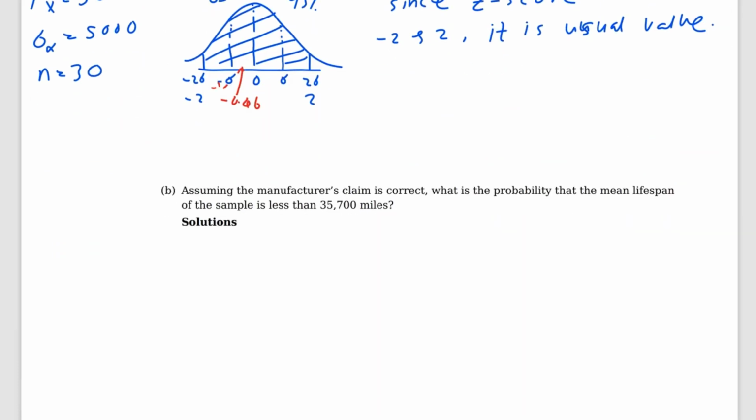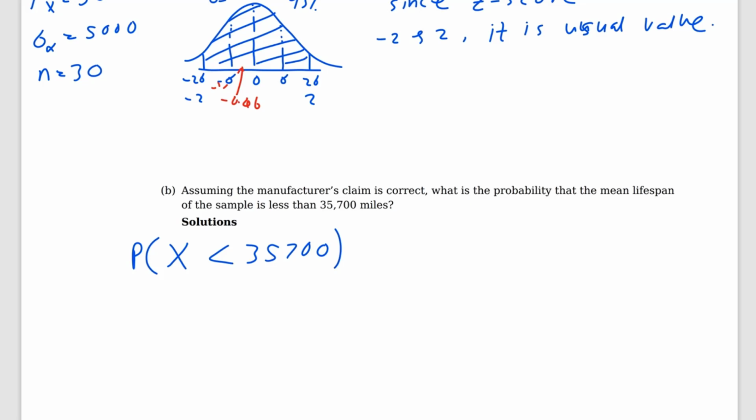Next, assuming the manufacturer's claim is correct, what is the probability that the mean lifespan of the sample is less than 35,700 miles? Now what are they asking? Probability of what? X less than 35,700. Is that the one they are asking? Yes or no? Isn't it the probability of the mean?